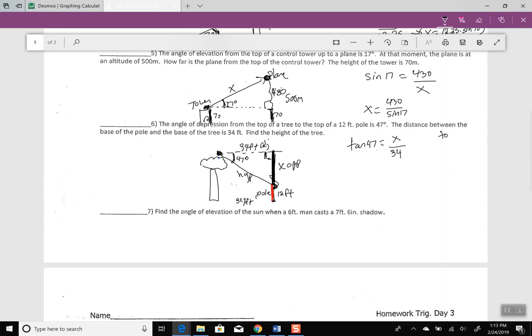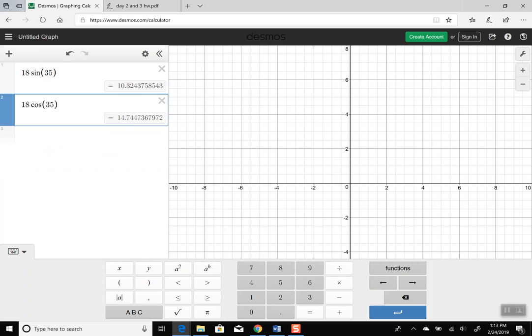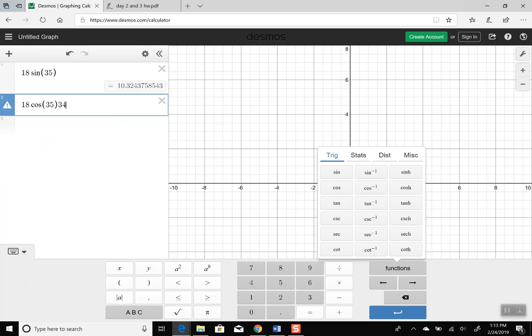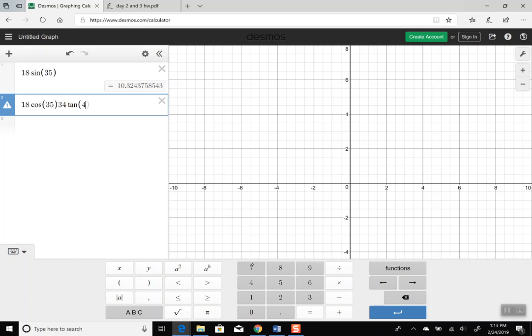So again, that's the TOA in SOHCAHTOA. Multiply by 34 on both sides. You get 34 times the tangent of 47 degrees. Now, whatever that is, let's actually figure that out. 34 tan of 47.